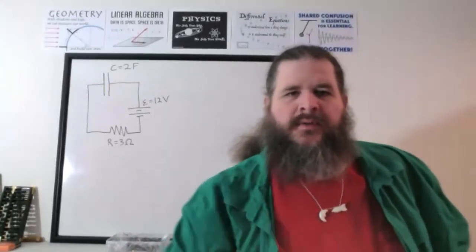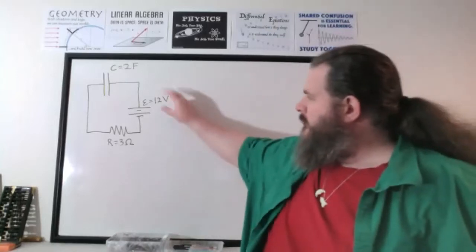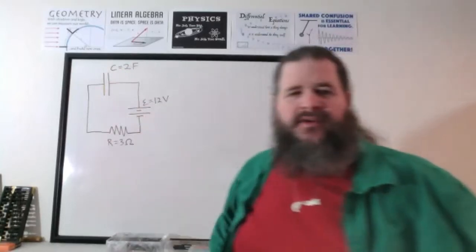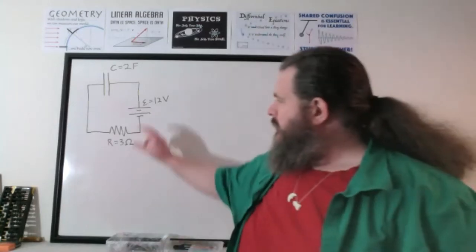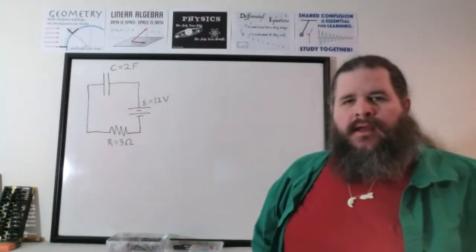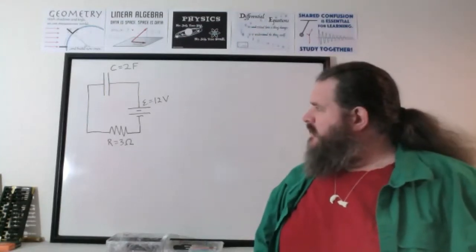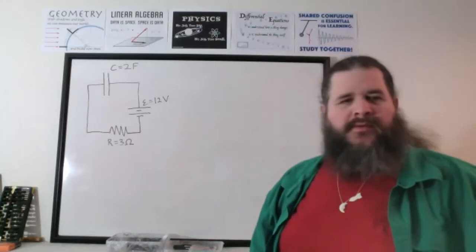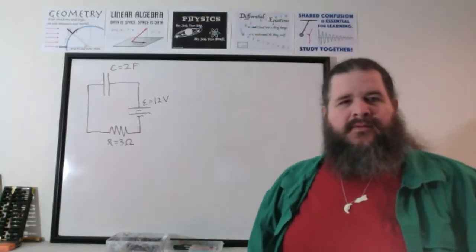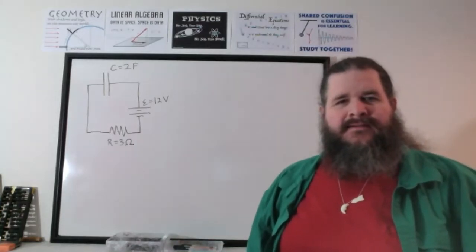In this circuit, we have a 12-volt battery, a 2 farad capacitor, which we're assuming is starting off empty, and a 3 ohm resistor. And in that situation, if we just connect this and let it go, what would you expect to happen here? What's the first thing that's going to begin happening?